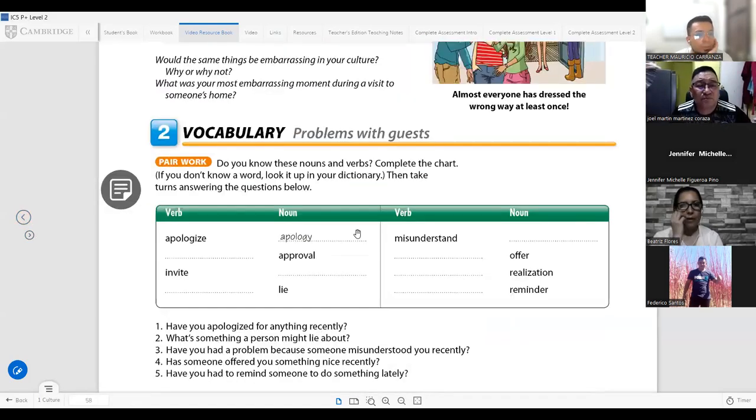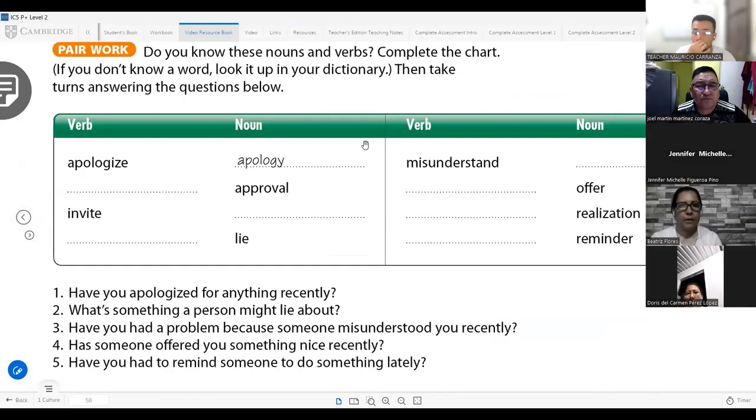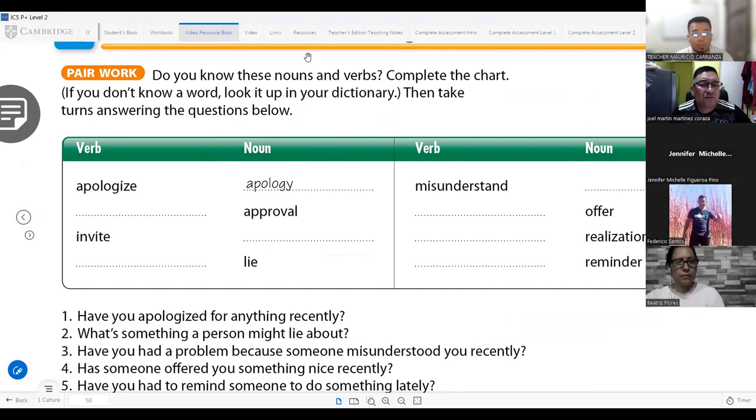Okay, let's continue with the next activity. We're going to first check some verbs that can also be converted into nouns. We have the case of apologize as a verb and apology as a noun. In the next one, we have approval. What is the verb for approval? Approve. That would be approve.